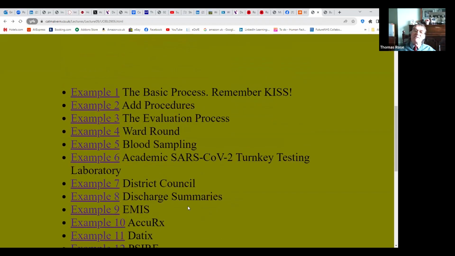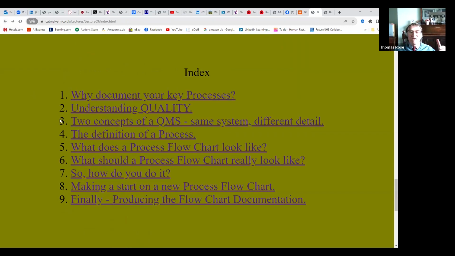So I hope that's given you an idea of what process mapping should look like. I'll just pause here to see if there's any questions.